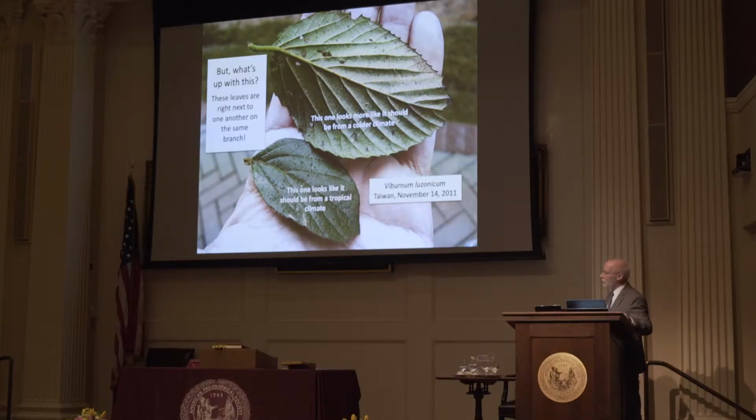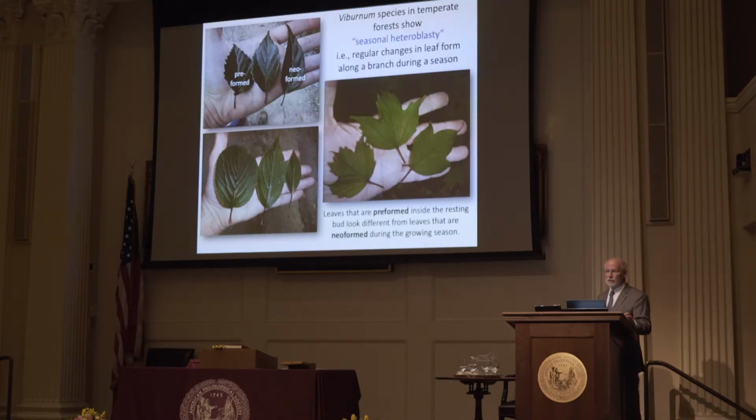Now, when you really look at these plants closely, like I was in Taiwan a couple of years ago, I noticed on the same plant two leaves right next to one another, this one looking more tropical and this one looking more temperate, and I'm like, oh my God, what's up with that? How can there be this kind of variation within a single plant living in a given spot? It turns out this is a very common phenomenon called seasonal heteroblasty, and you may never have noticed it, but almost all of our plants here in the Northeast are doing some degree of seasonal heteroblasty. In Viburnum, it's really well expressed.